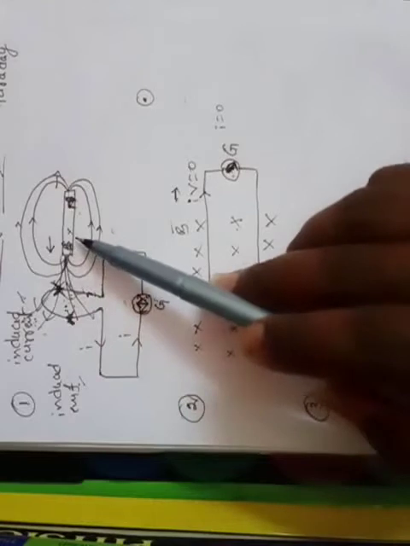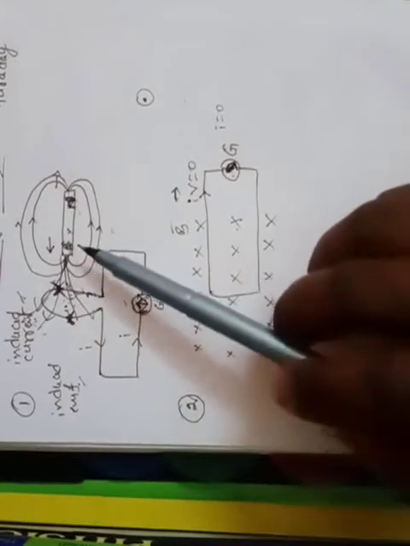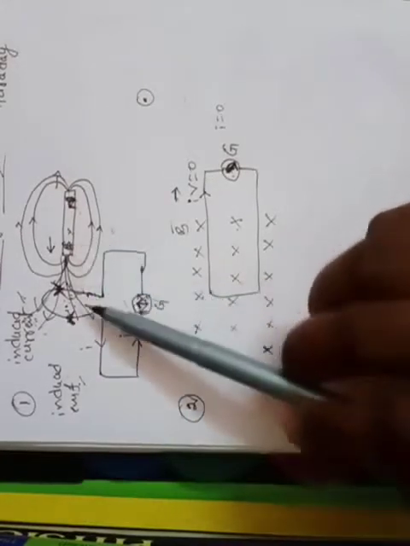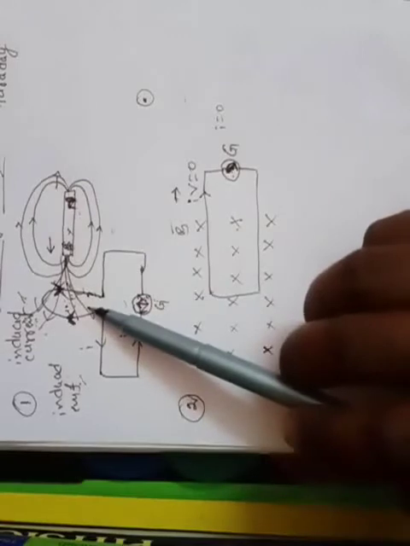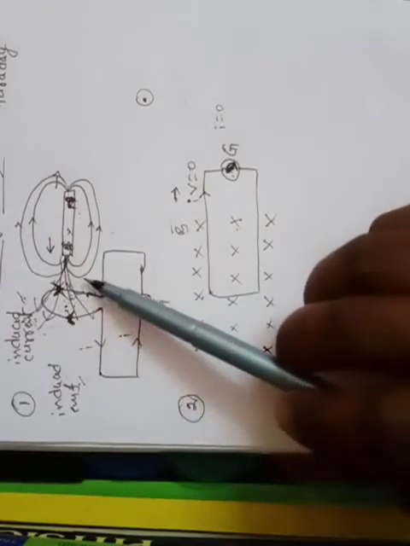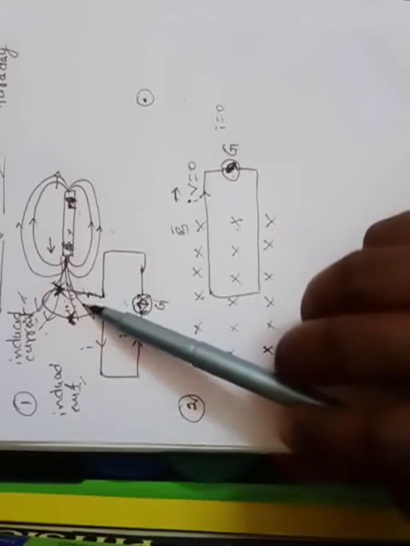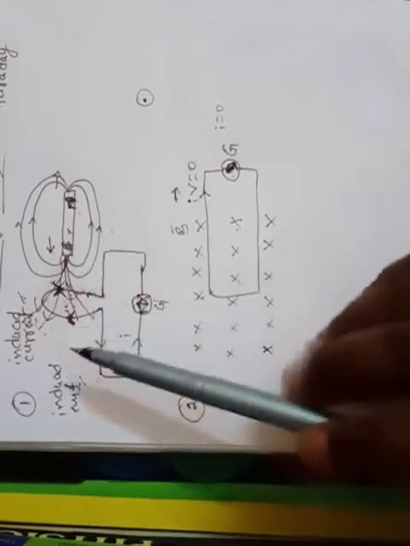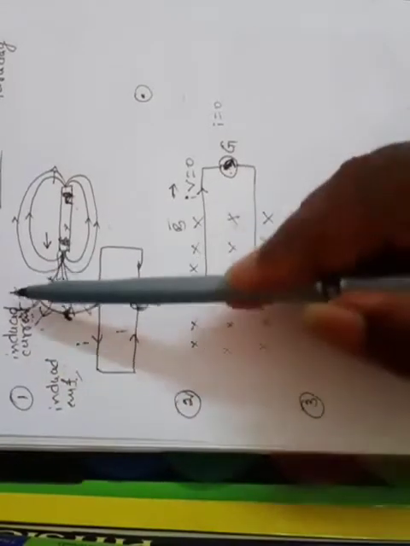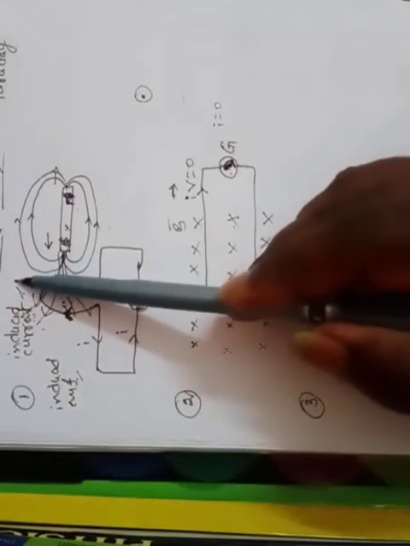One more point we should remember: whenever there is relative motion between the bar magnet and the closed coil, the flux will change. When the flux changes, automatically an induced EMF will be set up and an induced current will be produced.